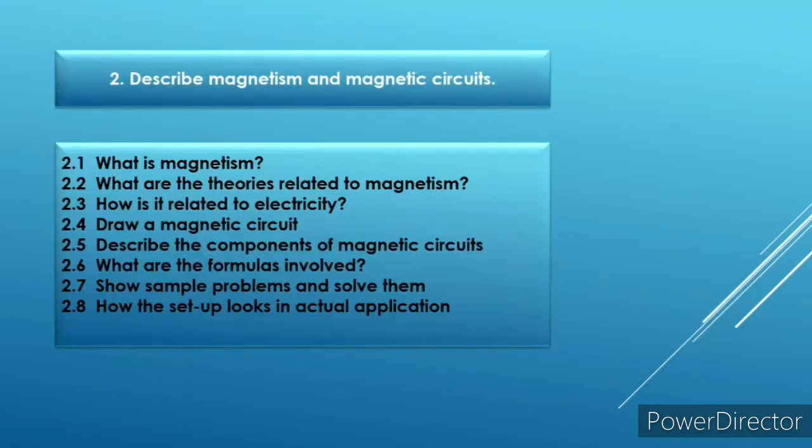law. So for number 2, describe magnetism and magnetic circuits. So what is magnetism? Magnetism is the force exerted by magnets when they attract or repel each other. What are the theories related to magnetism? For this, we have electromagnetism. Electromagnetism is a type of physical interaction that occurs between electrically charged particles, sometimes called Lorentz forces, which includes both electricity and magnetism as different manifestations of the same phenomenon.